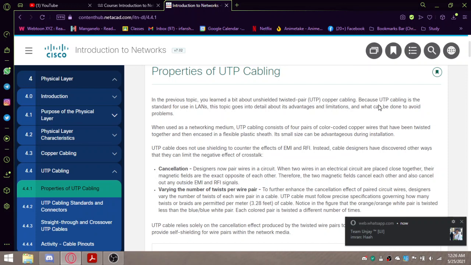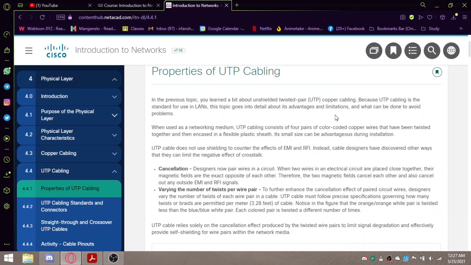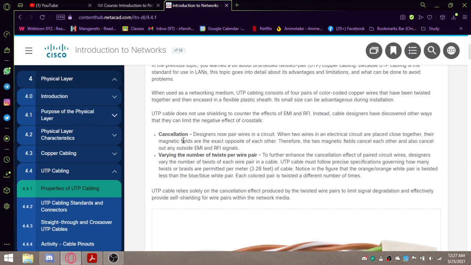UTP stands for unshielded twisted pair. Cabling is the standard for local area networks used in LANs. This topic goes into detail about its advantages and limitations and what can be done to avoid problems. When used as a network medium, UTP cabling consists of four pairs of color-coded copper wires that have been twisted together and then encased in a flexible plastic sheath.